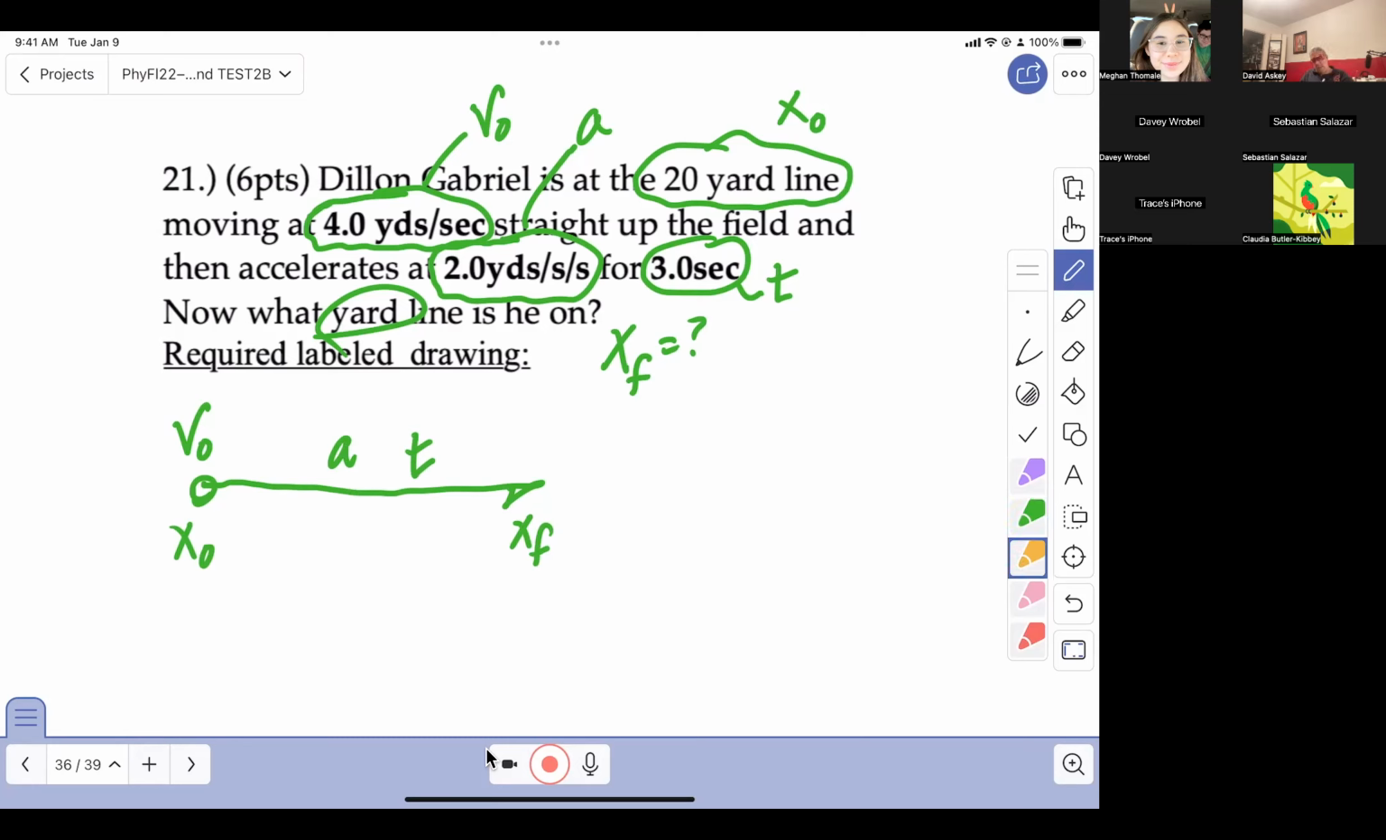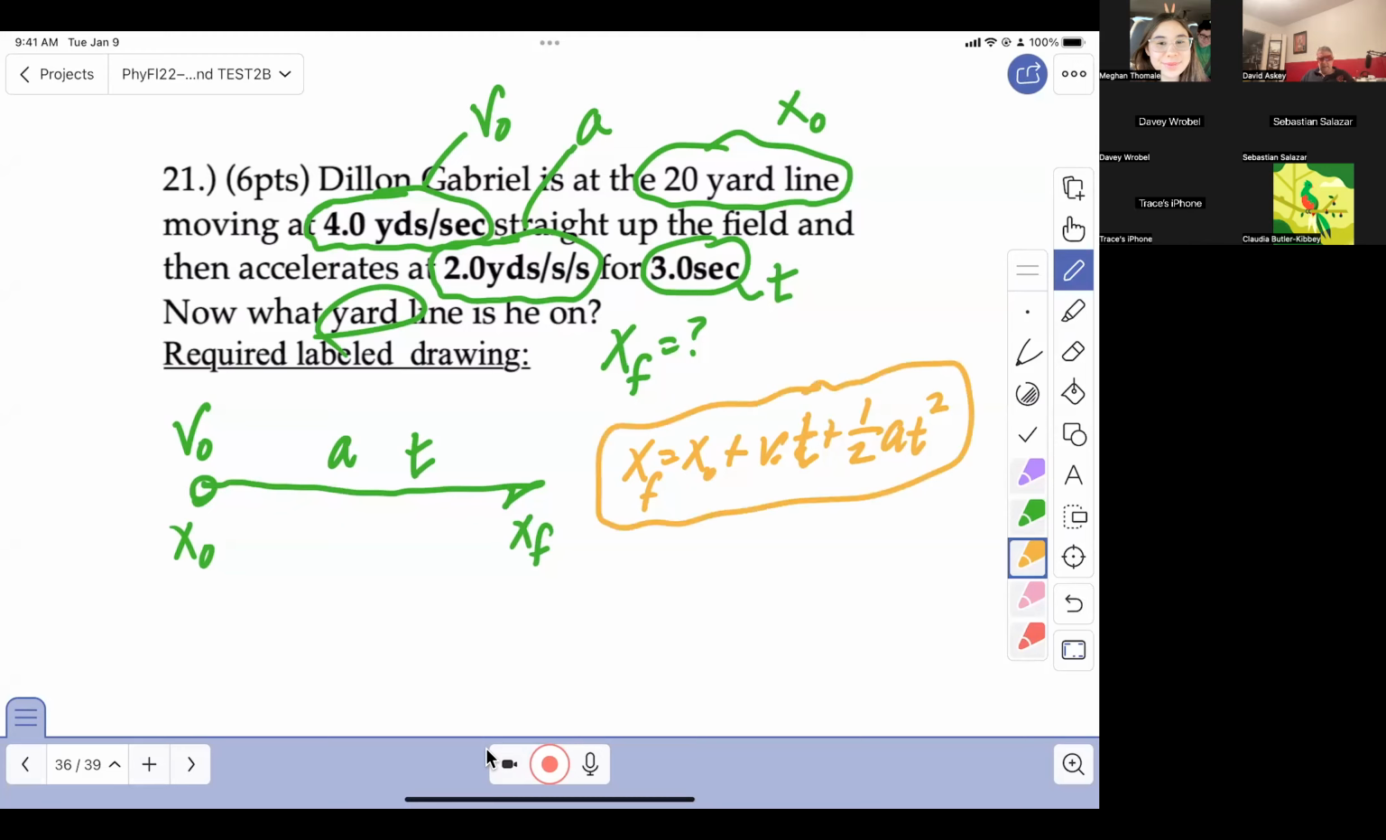So once again, X naught plus V naught T. You're writing down the equation, plus 1/2 AT squared. It's already isolated, that's good. I can box that in. And then now it's plug and chug time. No unit issues. It's all yards and seconds. Everything's cool. Plug and chug, right? And that should give you the X final, which will be the yard line.